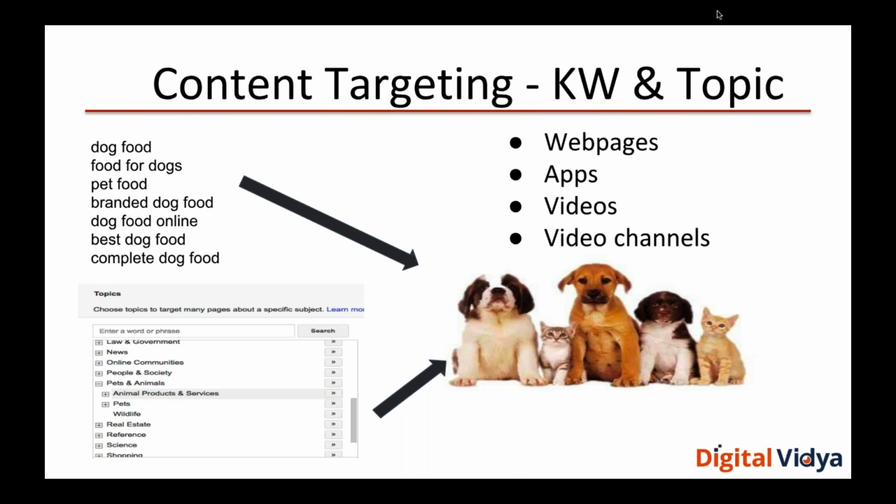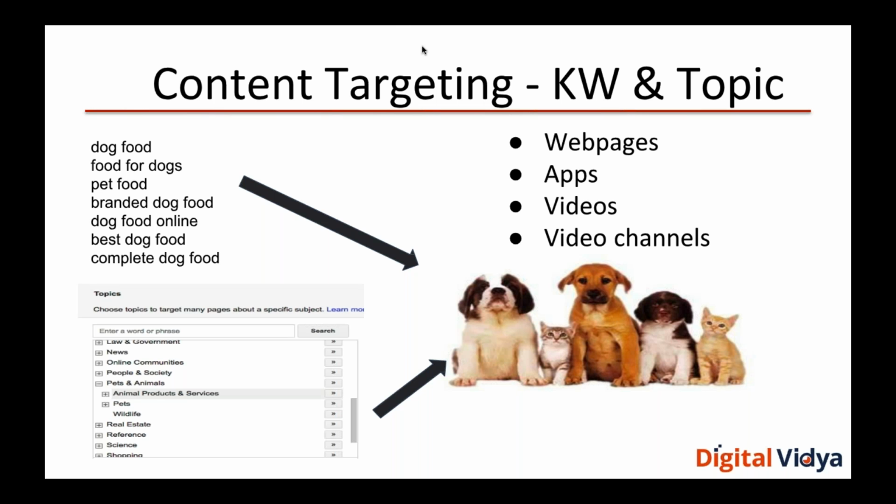Now the difference in display campaign is no single keyword enters the auction. That's why it's called contextual targeting. The system will look at all the keywords in this ad group and check what the theme of this ad group is. So if you look at all the keywords in this ad group, what is the theme? Dog food, food for dogs, pet food, branded dog food online, best dog food, complete dog food. It's dog food, right? Overall. So it has identified the theme as dog food.